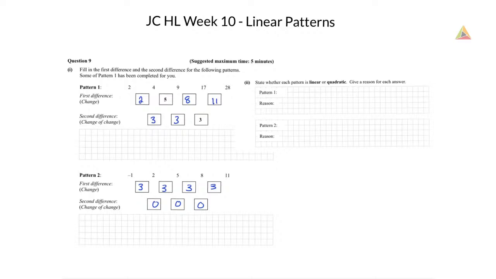So this brings us to the third part of the question, and it says, state whether the pattern is linear or quadratic. State whether each pattern is linear or quadratic and give a reason for each answer. So if we look at pattern 1, the first difference, it's not constant. It goes 2, 5, 8, 11. They're not the same. Now the second difference is a constant because it's the same difference between each of them. So because of that, pattern 1 we say is quadratic.